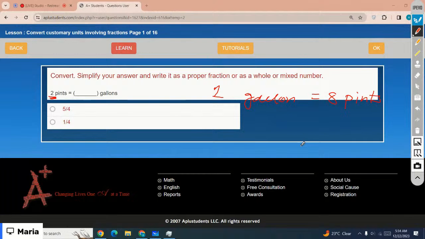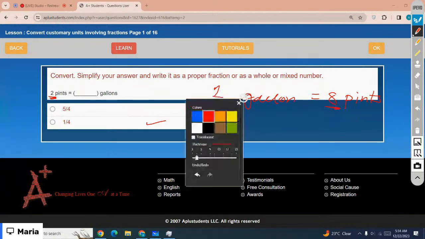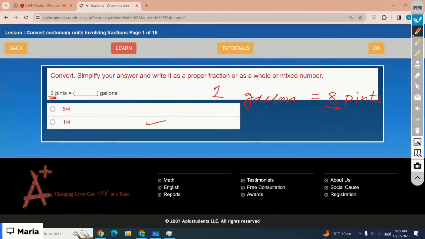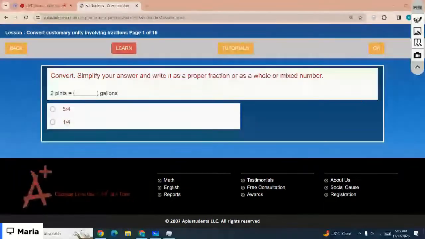So then 2 pints equal 1 over 4 gallons. The correct option is 1 by 4, right? Because 8 pints make 1 gallon, and you are given just 2 pints. So 2 is 1/4 of 8. That means 2 pints equal 1/4 of a gallon. Basically, you need to divide 2 pints by 8 pints, right?